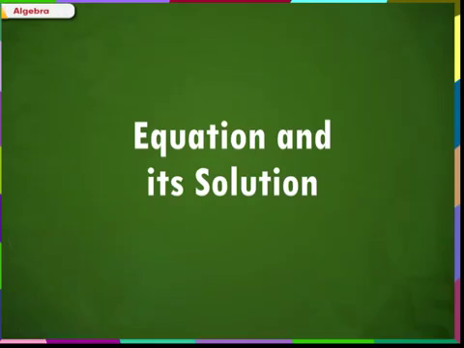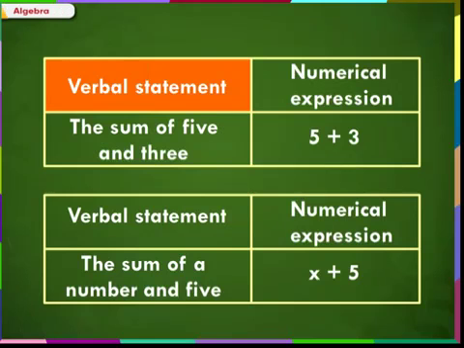Equation and its solution. In our previous lesson, we have studied about algebra and how a verbal statement is transformed into an algebraic expression. How do we write the verbal statement, the sum of 5 and 3? We write it as 5 plus 3. This is a numerical expression.